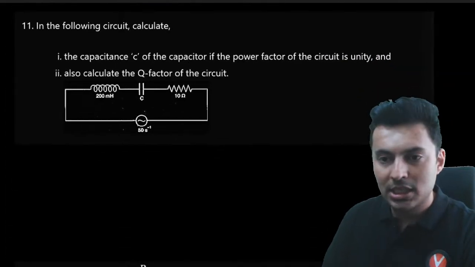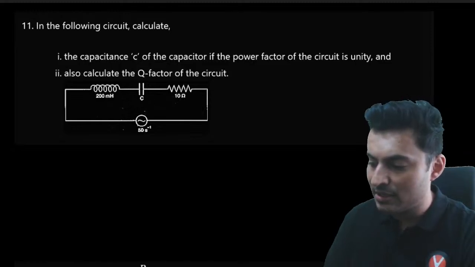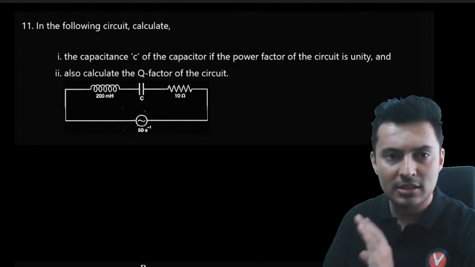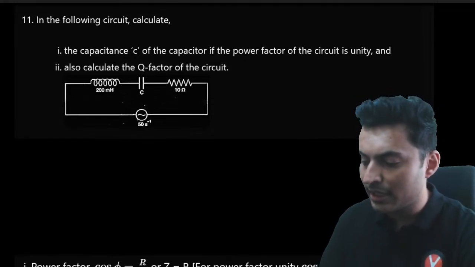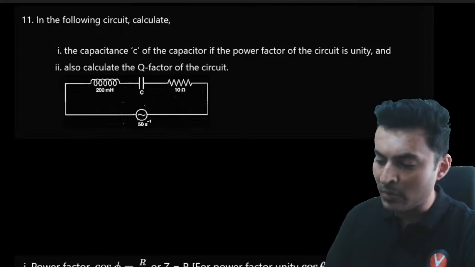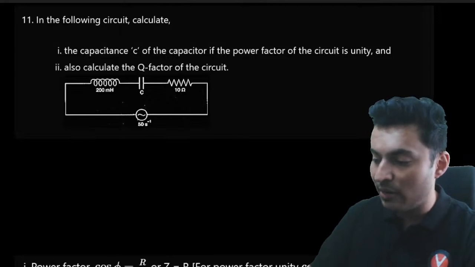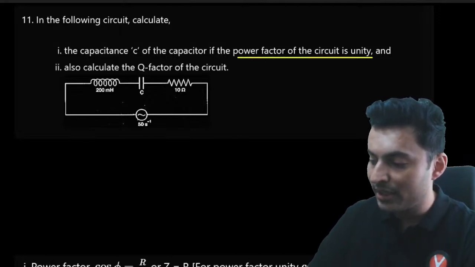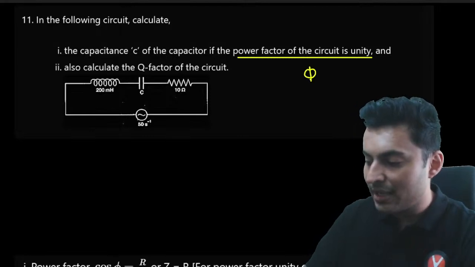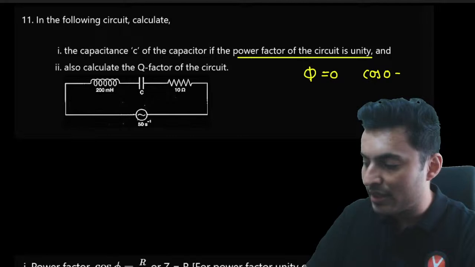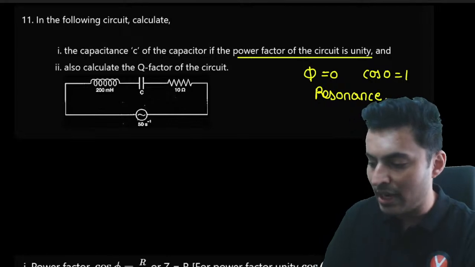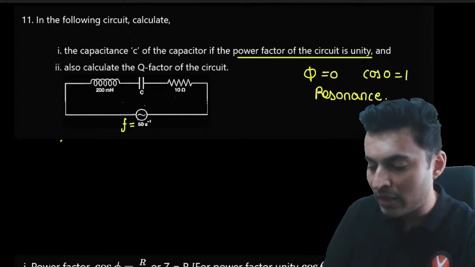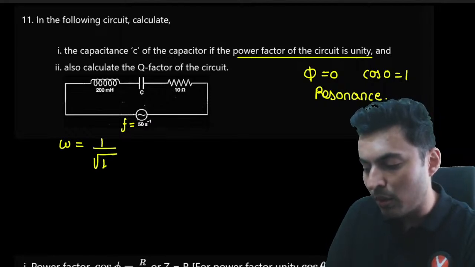In the following circuit, find the capacitance of the capacitor, if the power factor is unity, and also calculate the Q factor. Guys, standard formula based questions. So how do you do this? Inductance is given, resistance is given, capacitance is not given. You have to find the capacitance. If the power factor is already given to be unity, what does this mean? That means phi is 0 because cos 0 is 1. This can only happen at resonance. The frequency is also given. So therefore, omega will be 1 over root of LC.